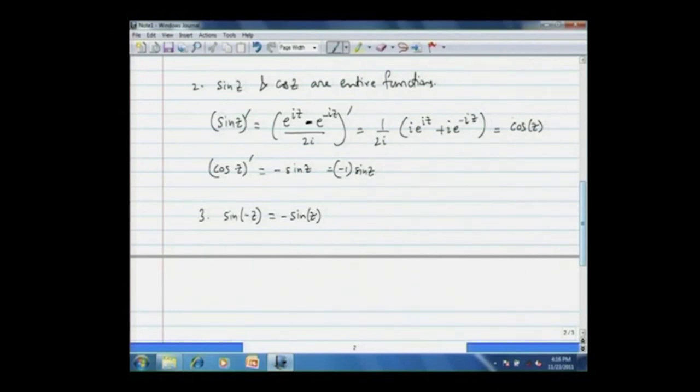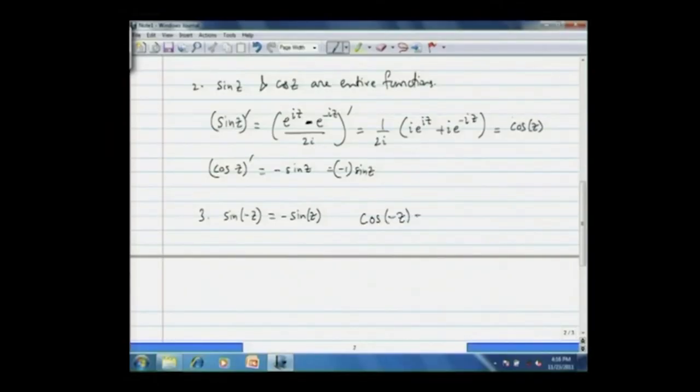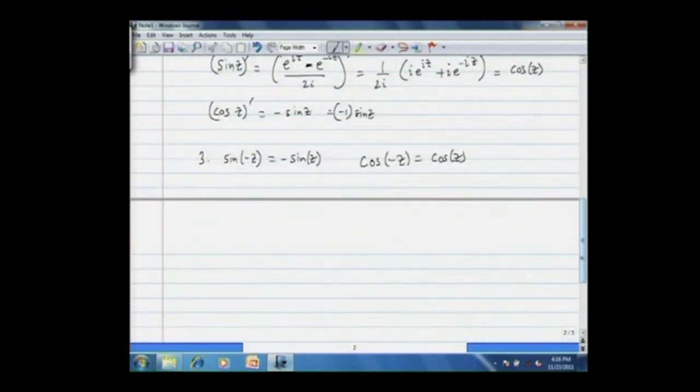So, sine of the complex number minus z, which is minus x minus I y, when z is written as x plus I y, is minus 1 times the sine of x plus I y. And likewise, cosine of minus z will be cosine z. So, these tally with the properties we are familiar with for the sine and cosine functions of real numbers. And then the usual trigonometric identities we are familiar with from trigonometry also hold for the complex sine and cosine functions.